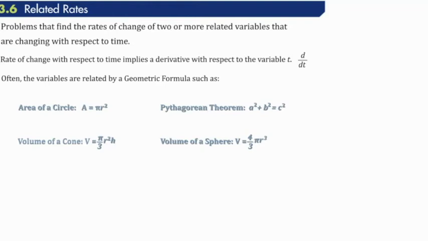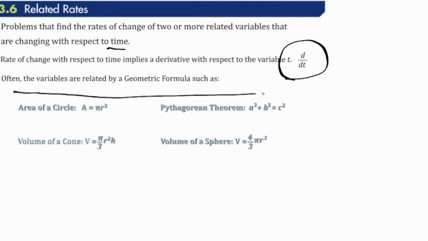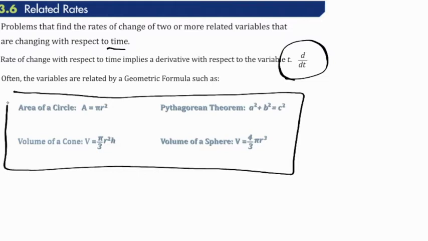This is Applied Calculus, Section 3.6, Related Rates. Problems that find the rates of change of two or more related variables that are changing with respect to time are related rates problems. Related rates problems often imply that our derivative is going to be with respect to the t variable, so we'll be taking the derivative with respect to d dt. It is good to be familiar with a variety of geometric formulas, because it is these geometric formulas that will often connect our variables in our related rates problems.